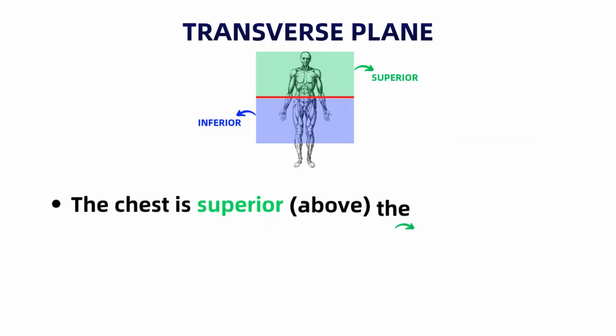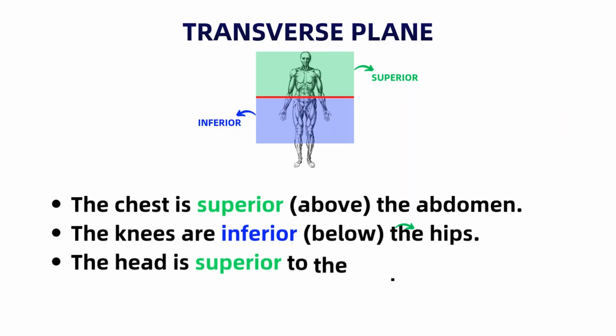Example, the chest is superior to the abdomen, which means above the abdomen, and the knees are inferior to the hips. The knees are below the hips. The head is superior to the neck, which means the head is above the neck.